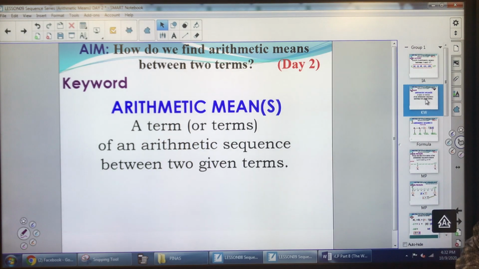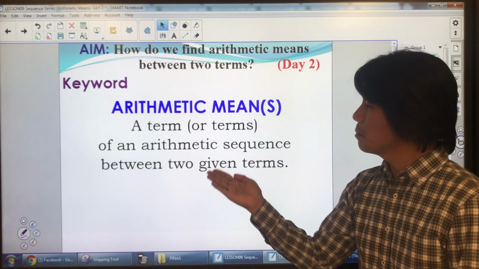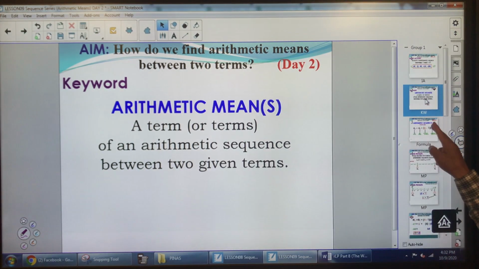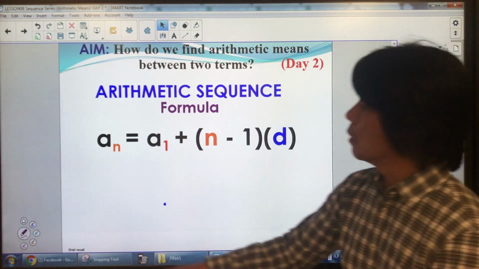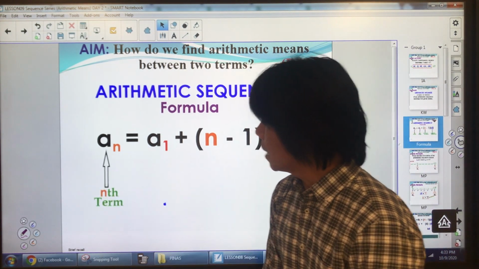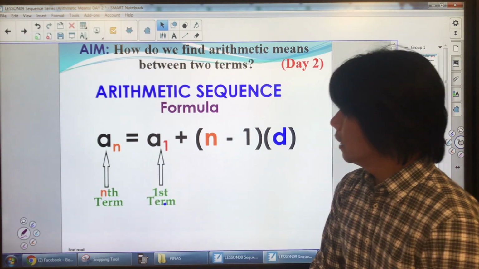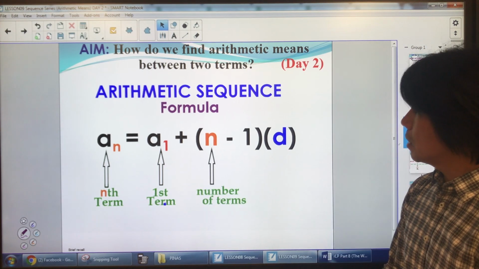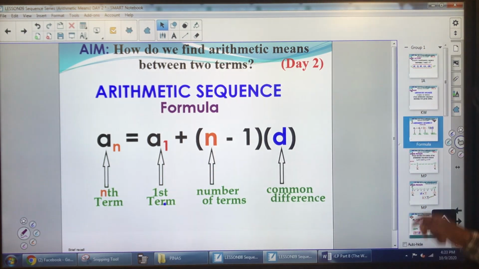Now let's do a brief recall. Arithmetic means are terms on an arithmetic sequence between two given terms, just like what we did in the intro activity. Now, how about the formula? We know that a sub n is your nth term, usually it's the last term, and the first term, a sub 1, n is the number of terms, and d is the common difference.